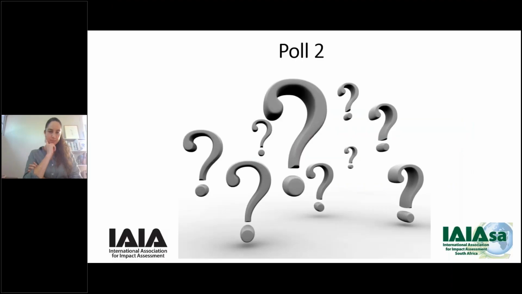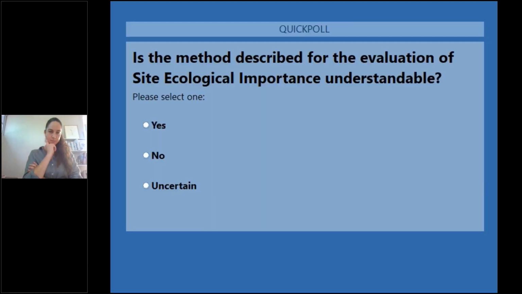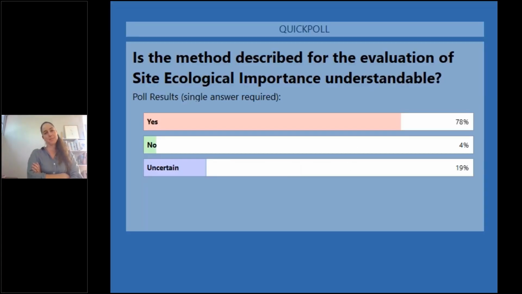Next, we will ask an additional poll question. Is the method described for the evaluation of site ecological importance understandable? Please respond yes, no, or uncertain. We'll close that poll in 3, 2, 1, and share. Overwhelmingly, 78% said yes, 4% said no, and 19% were uncertain.